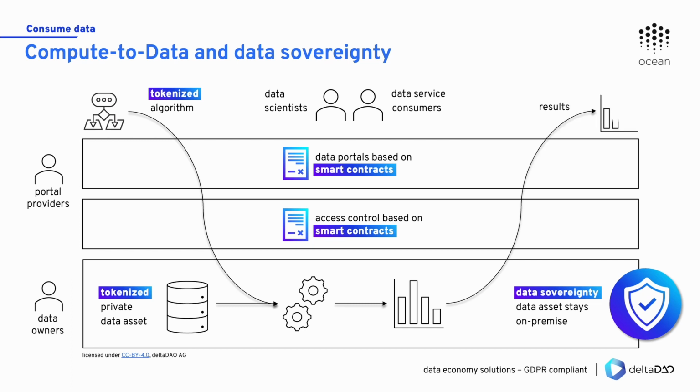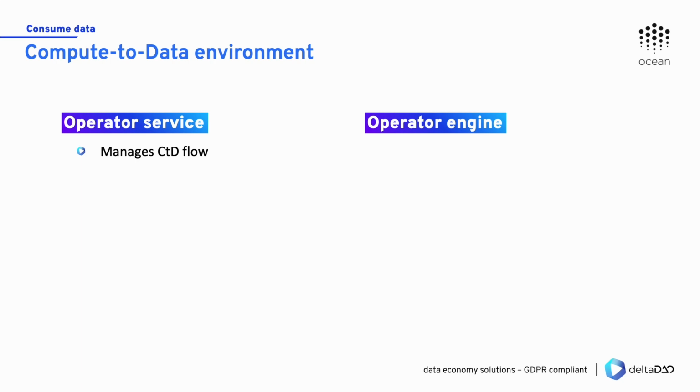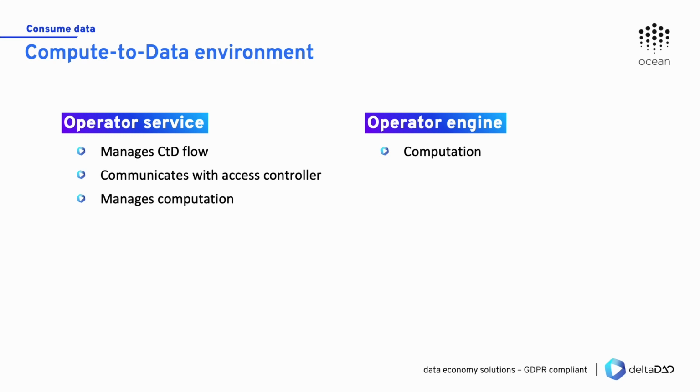Inside a Compute to Data environment, there are two essential components: the operator service and the operator engine. The operator service manages the Compute to Data workflow, communicates with the access controller, and manages the computation. The operator engine represents the system where the computation takes place. It is in charge of orchestrating the compute environment using Kubernetes. Each compute job runs in an isolated Kubernetes pod.